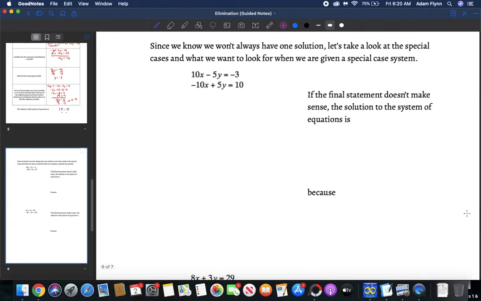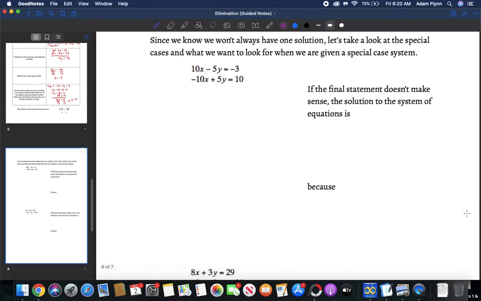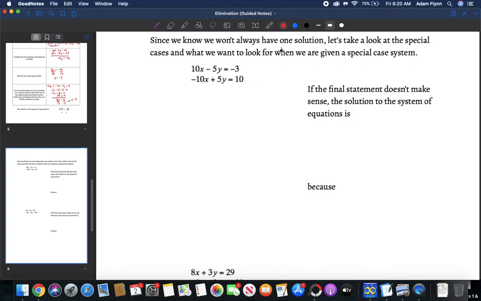Okay, so we do have a couple special cases, as we typically do. We know we can always get one solution, no solution, or infinitely many solutions. So let's take a look at what no solution and infinitely many solutions is going to look like. If I take a look at my top system, I have 10x minus 5y equals negative 3, and I've got negative 10x plus 5y equals 10. Okay? So I've got options here.